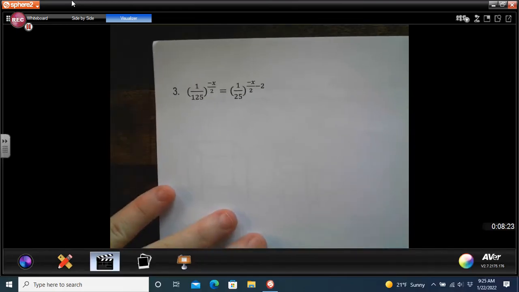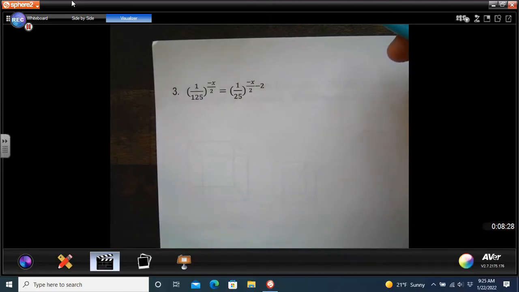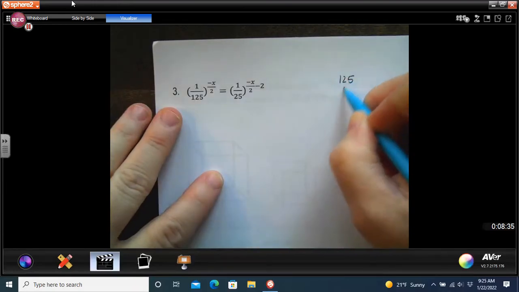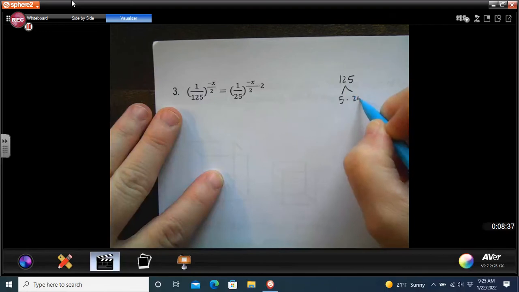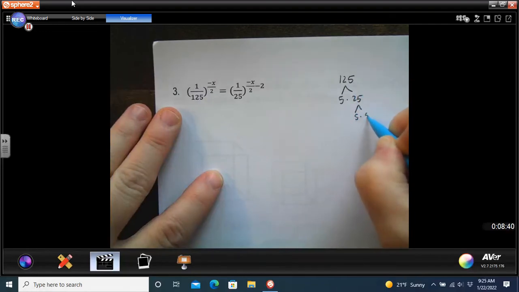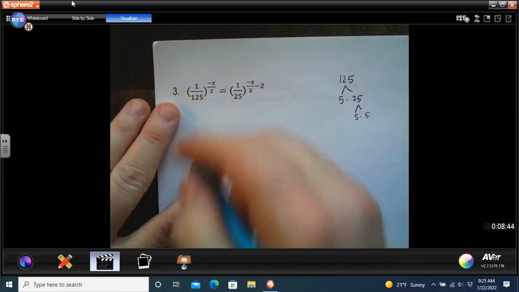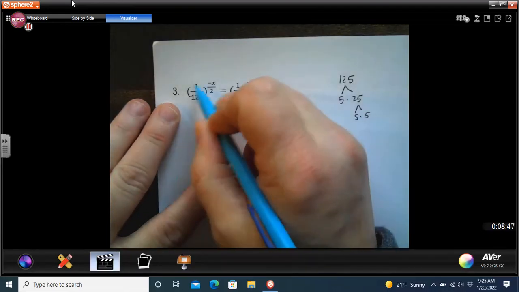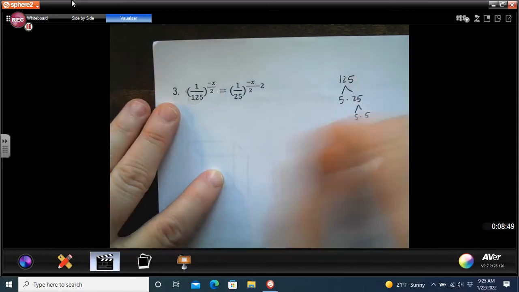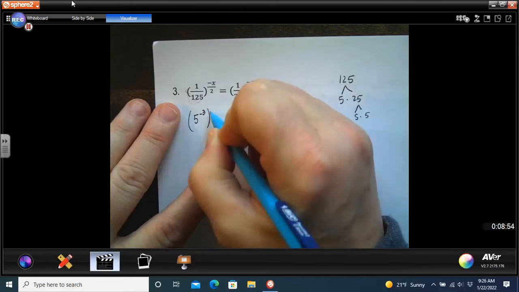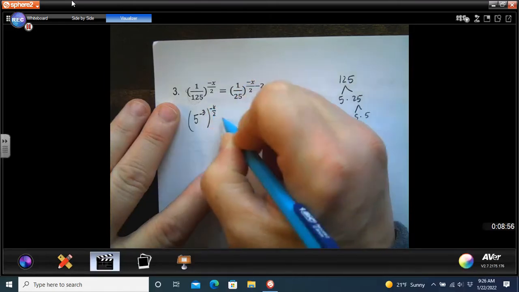Here we go. So these bases don't match quite yet, right? 1 over 125. 125 is 5 times 25, and that's 5 times 5. Okay, so 125 is 5 to the 3rd. And because I have it written like this, I'm actually going to write it as 5 to the negative 3rd, and that's being raised to the negative x over 2 power.